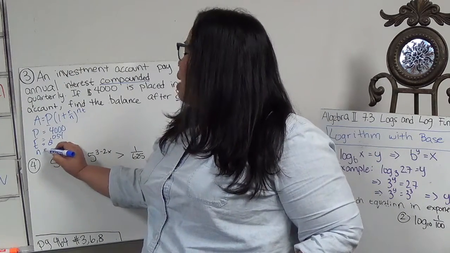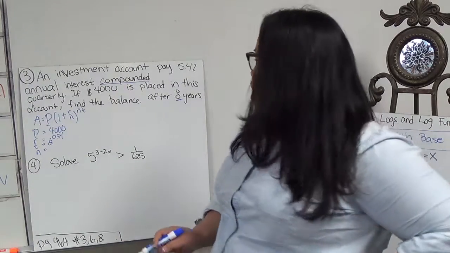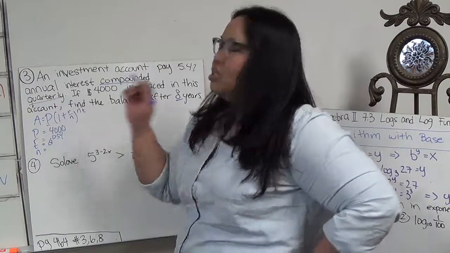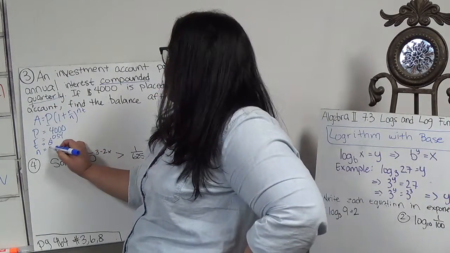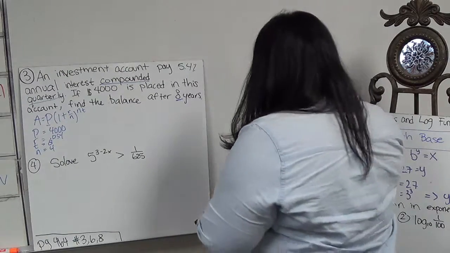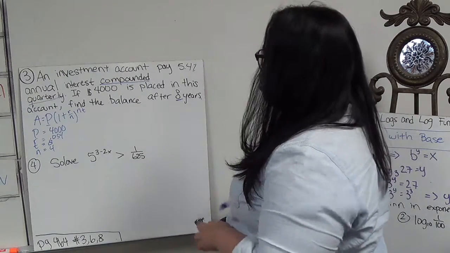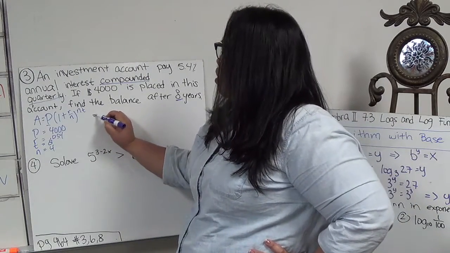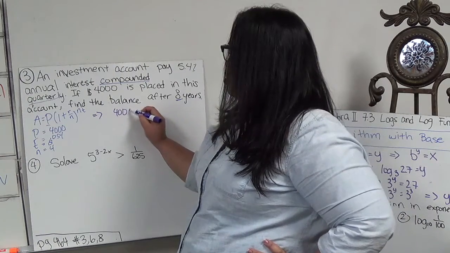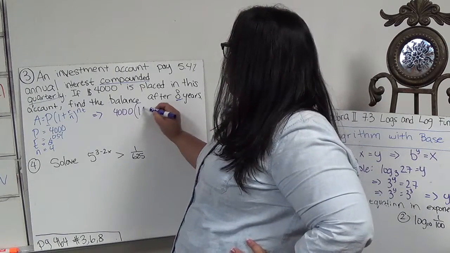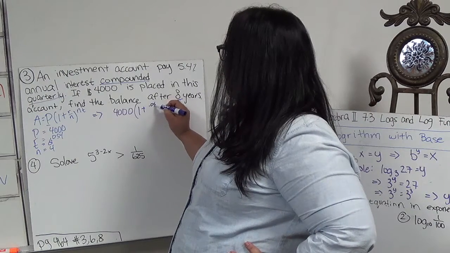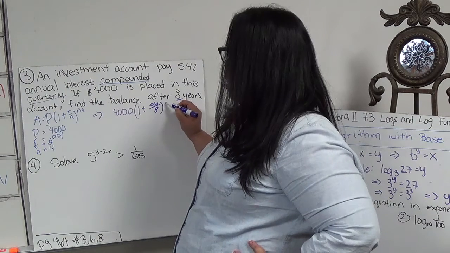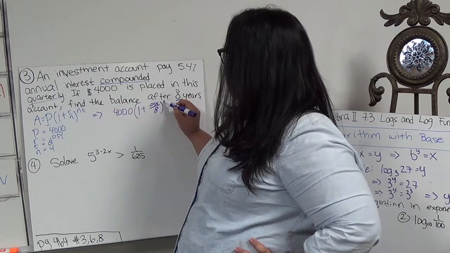And N is how many times it's going to be compounded. And this says compounded quarterly, so that's 4 times. Once I've identified all the letters, then I just plug it in and I solve. Don't forget to do the order of operations. So it's going to be 4,000 times 1 plus 0.054 divided by 4, to the power of 4 times 8.